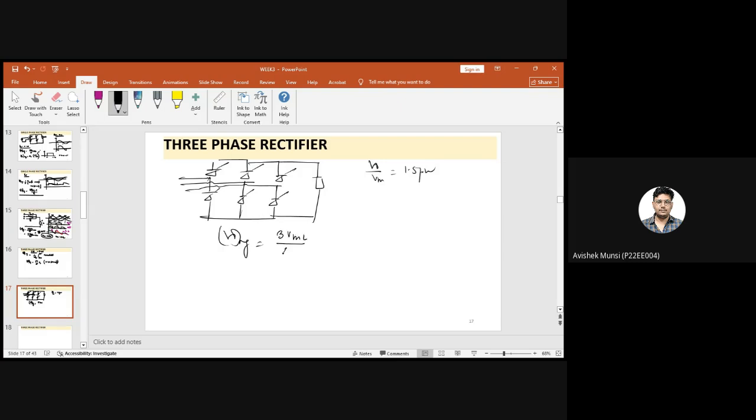So VML by pi cos alpha, 3 root 2 by pi VL cos alpha. Now here, for alpha greater than 60 degree, in that case the average for the thyristor will be 3 VML by pi (1 plus cos (60 plus alpha)). So we have to solve some problem related to it, otherwise it will not.